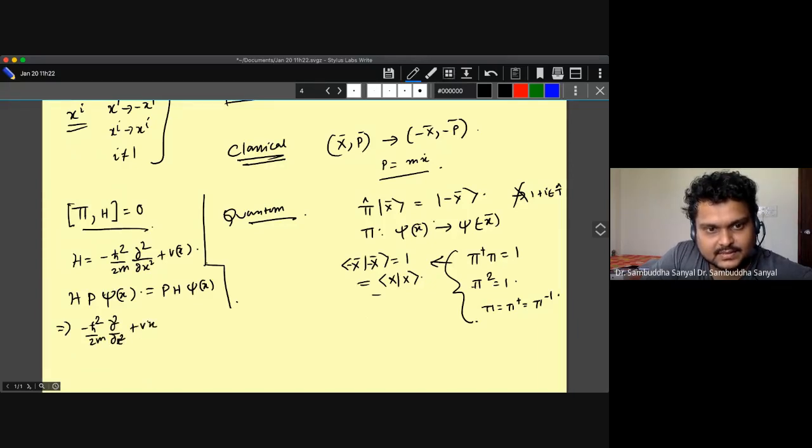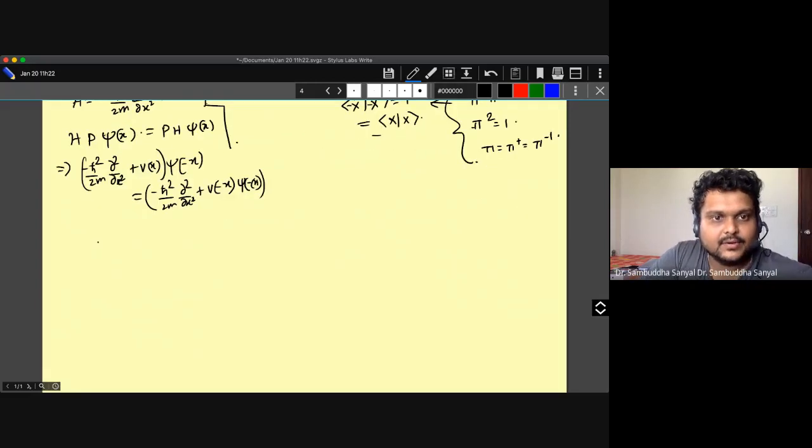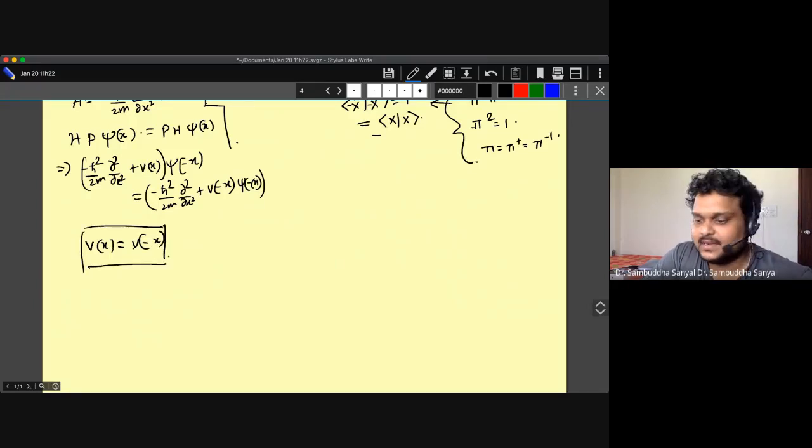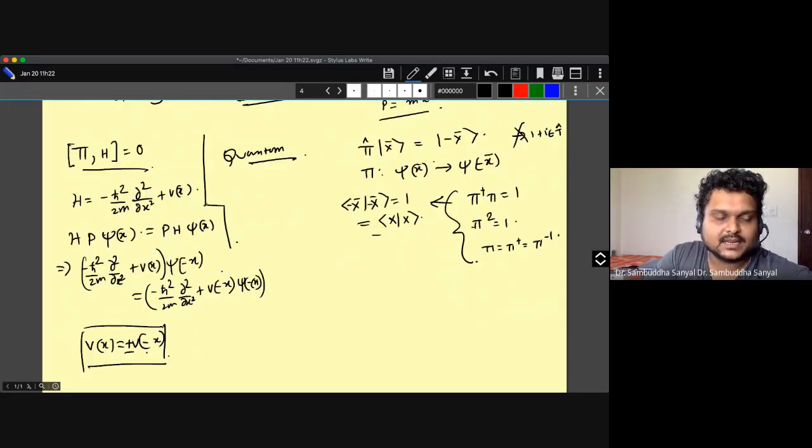So this is V of x. This gives me psi of minus x. The parity's job is to flip the sign. This gives me minus h bar square by 2m del 2 del x2 plus V of minus x, psi of minus x. So these two can be equivalent only if V of x equals V of minus x. So one possibility is this. Another possibility is V of x is equal to plus minus V of x. These are the only two possibilities by which this can be satisfied.